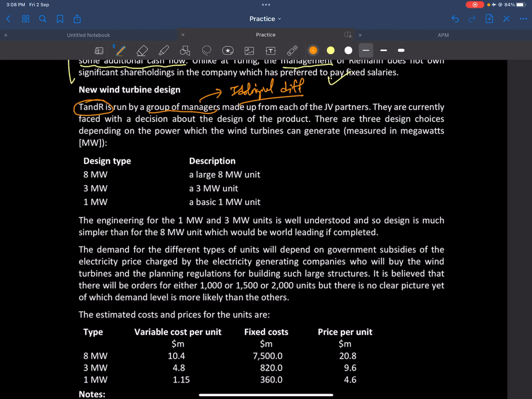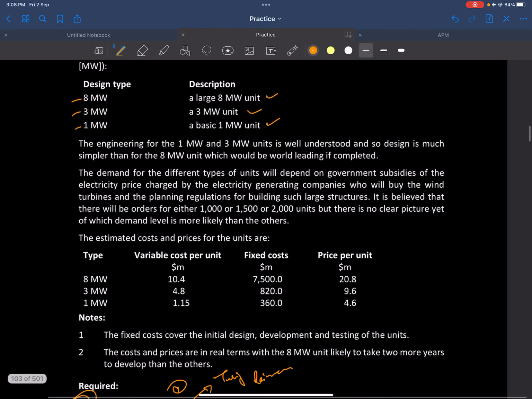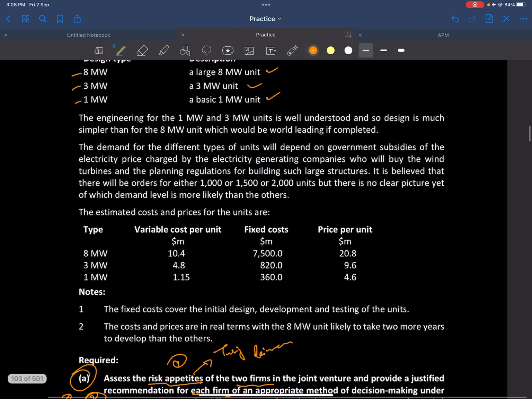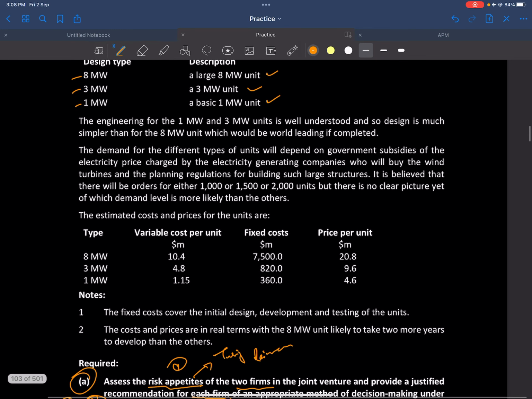So design type is what? 8 megawatt, 3 megawatt, 1 megawatt, and the description is a large 8 megawatt unit, then there is a 3 megawatt unit, and then there is a basic 1 megawatt unit, right? So the engineering for the 1 megawatt and 3 megawatt is well understood, and so the design is simpler than for 8 megawatt, which would be world leading if completed, world leading, right?